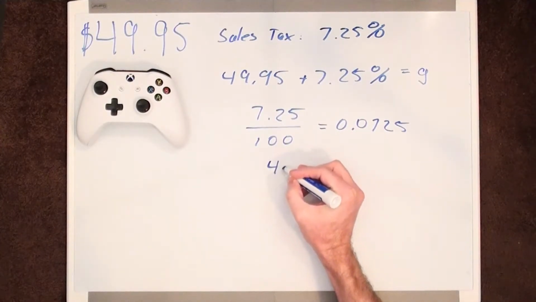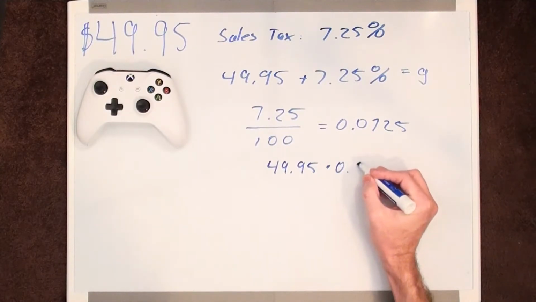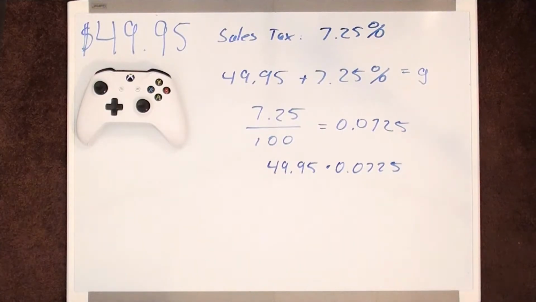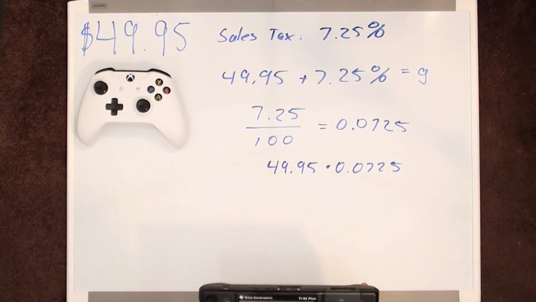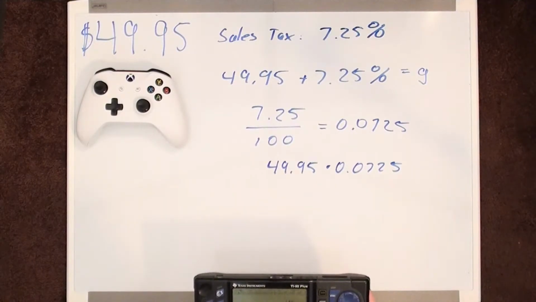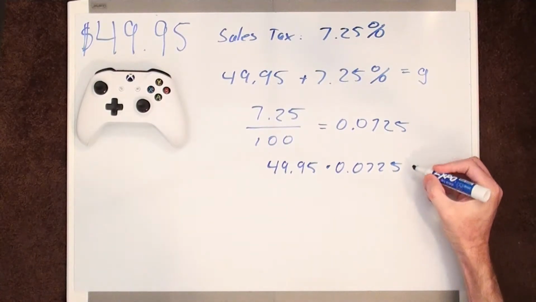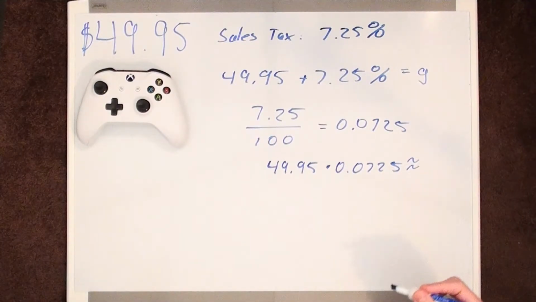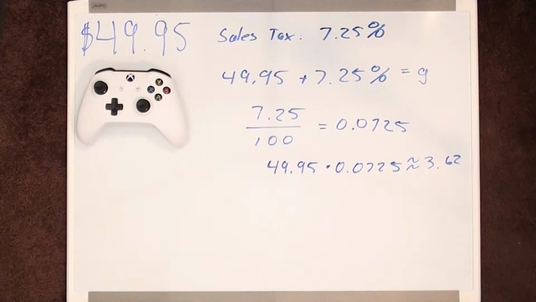So 49.95 times 0.0725. I'm going to spare you guys and gals the long multiplication. I'm going to take my trusty TI-92 Plus calculator and input this in there. So I'm going to input 49.95 times 0.0725. And we should have a sales tax of approximately $3.62. So this is approximate because I'm rounding it down. $3.62. So therefore, the sales tax here is $3.62.